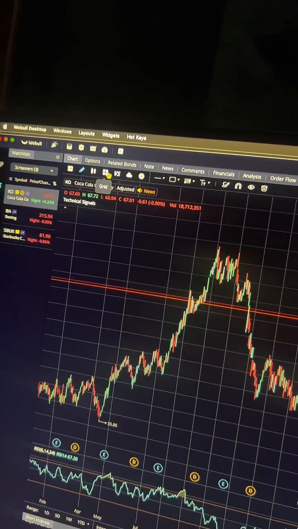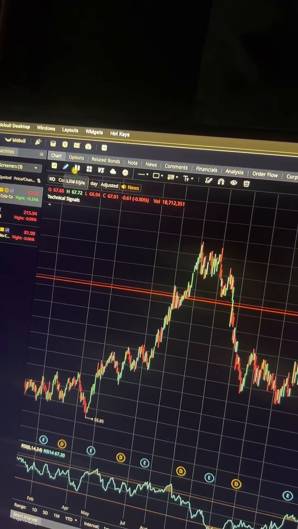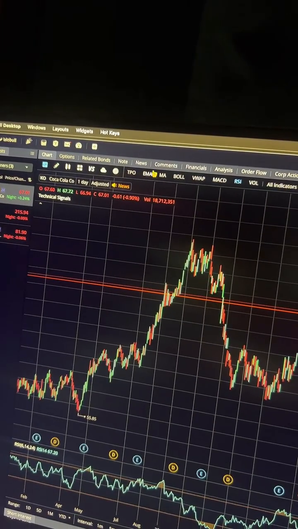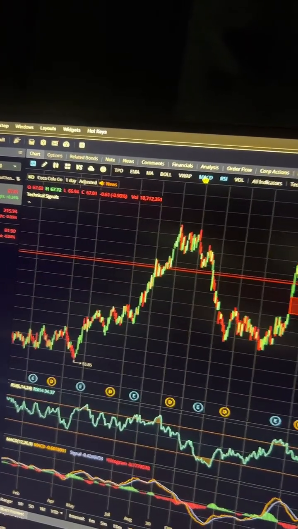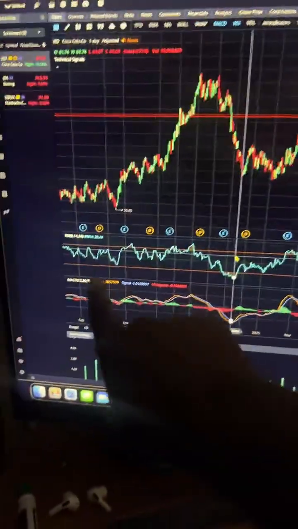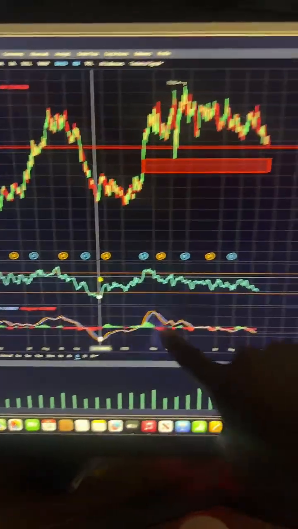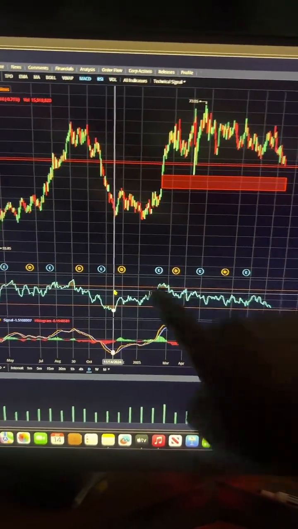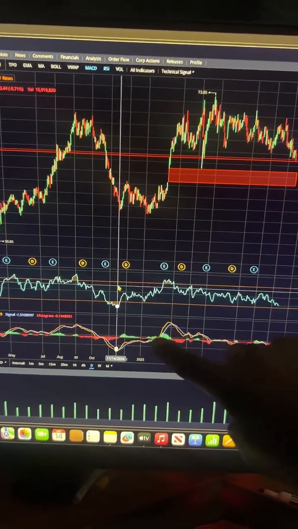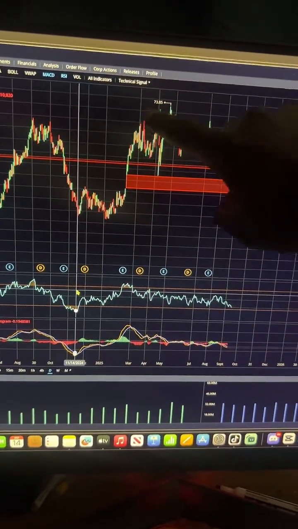I'll add another indicator. Let's see. I'll add the MACD. Y'all know I like that MACD. Return of the MAC. All right, now the MACD right here, boom. Whenever this line drops below this zero line, it is bearish, like it did here. And whenever it is above the line, it is bullish, like it did here.